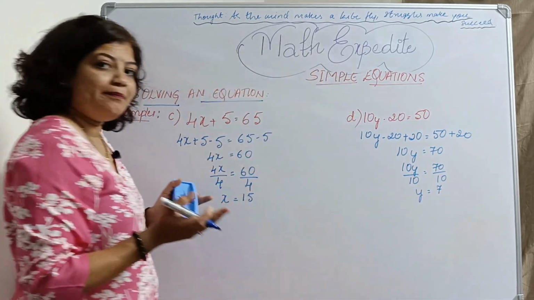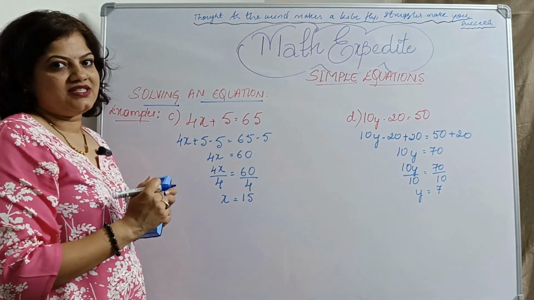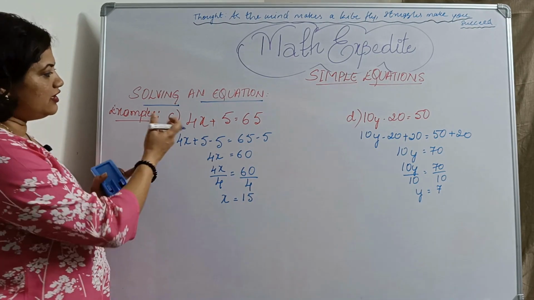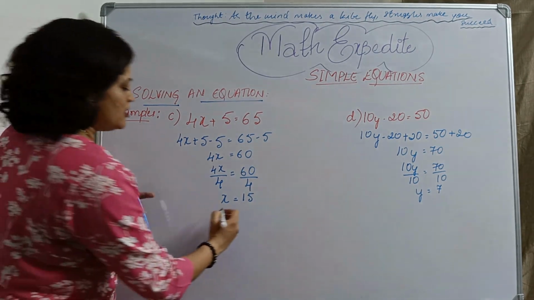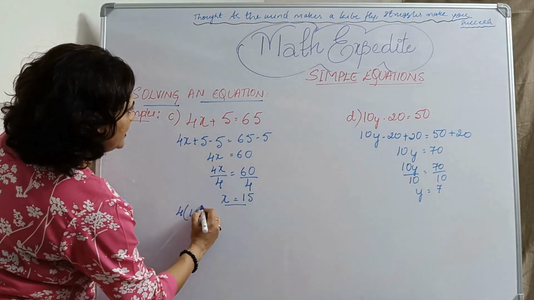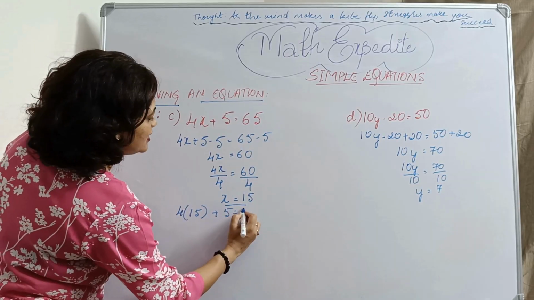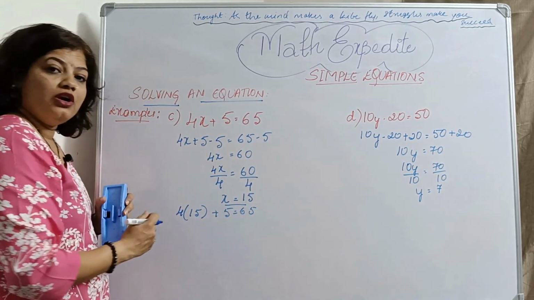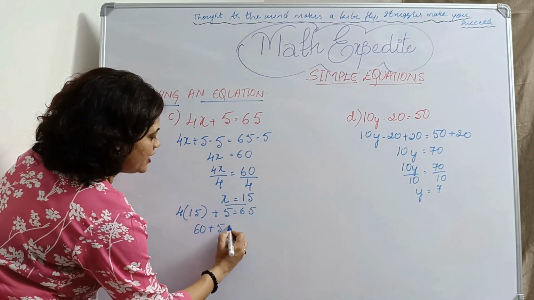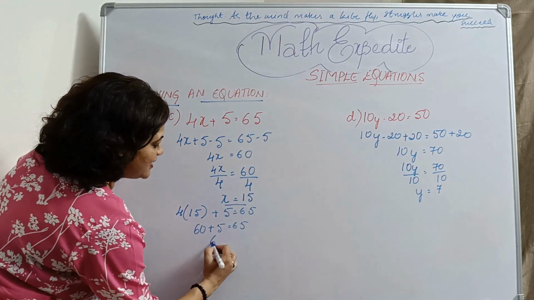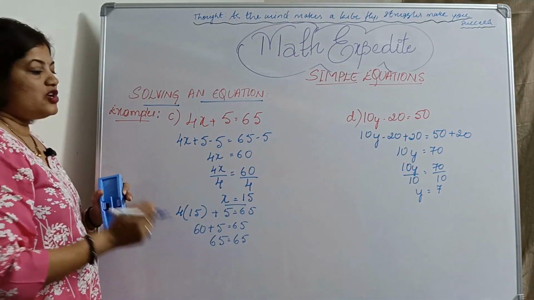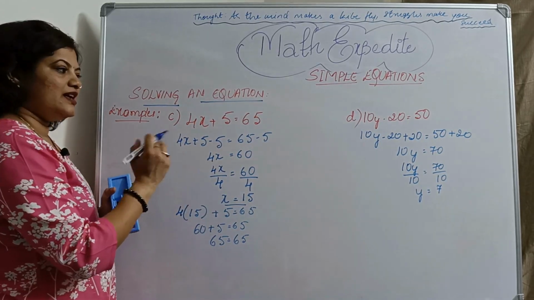So what is the further step? I need to verify my answer. How do I verify? I will substitute whatever answer I've got into the original equation. So x was 15. Here 4 into 15 plus 5 equals 65. 15 fours are 60 plus 5 equals 65. So what am I getting here? 65, which is definitely equal to the right hand side. So the answer which I got was correct.